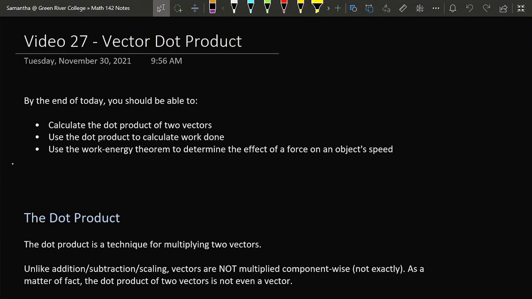In yesterday's video, we gave procedures for adding two vectors together, subtracting two vectors, and then multiplying a vector by a single real number, which is called scaling. Today we're going to talk about a technique for multiplying two vectors together, which is called the vector dot product. We're going to learn how to calculate the dot product of two vectors, and then we're going to look at one of its quintessential applications in physics, which is to calculate a physics quantity called work.